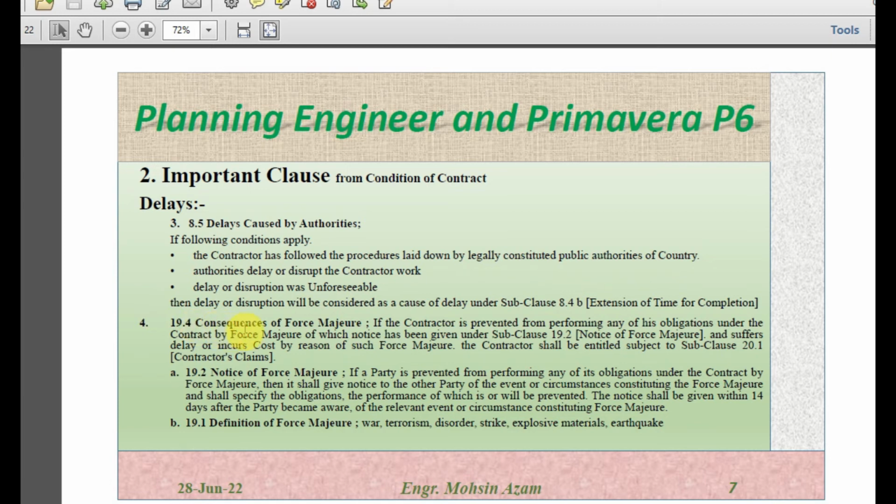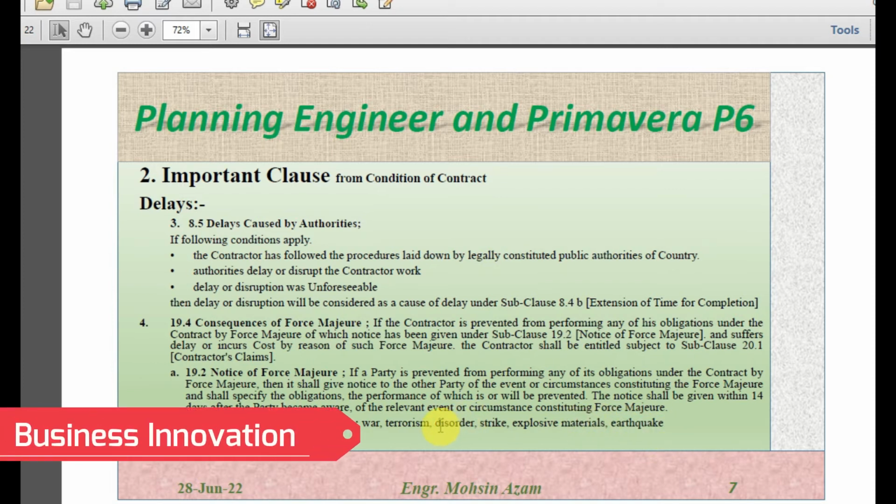After this, 19.4, consequences of force majeure. So first of all, we will discuss here what is force majeure. 19.1 is actually the definition of force majeure. Force majeure is war, terrorism, disorder, strike, explosive material, and earthquake. So any event from all these will be considered as force majeure.